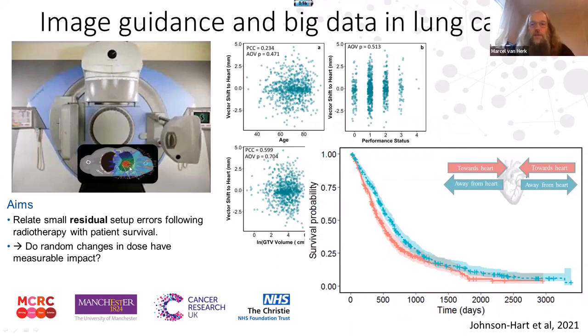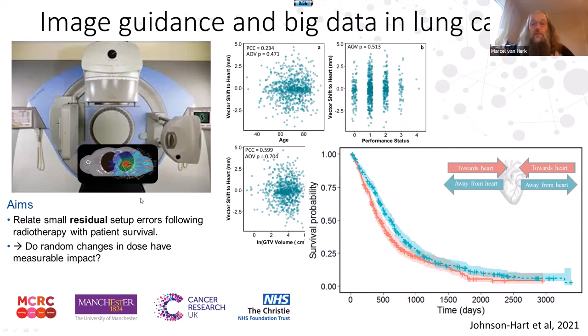But when we set up these patients, there are always small residual errors in how the patient is set up. And what she did is she correlated those small residual errors first with clinical variables to show that they were truly random. So these random shifts of maybe plus or minus a millimeter or two are totally random. And those shifts affect the dose to the heart. If the shift is towards the heart, then there will be more dose given to the heart.